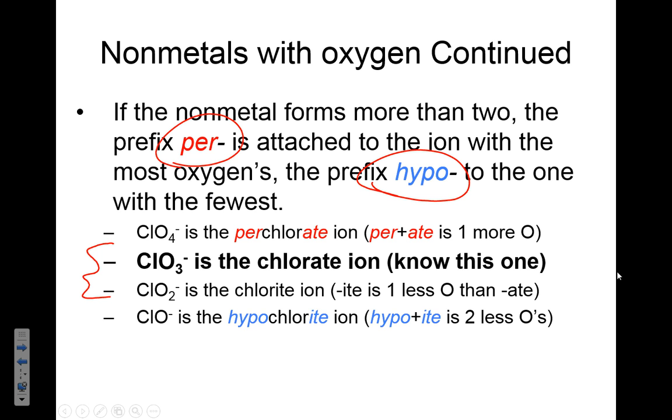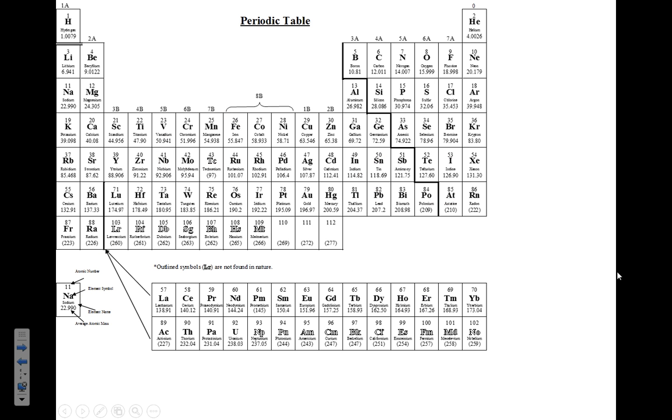So all I need to know is -ate, and I get a whole bunch more out of that. And how do I know ClO3 is a 3? Well, we'll look at a way to remember that in a second here, because that gets into what we're dealing with here on the periodic table.